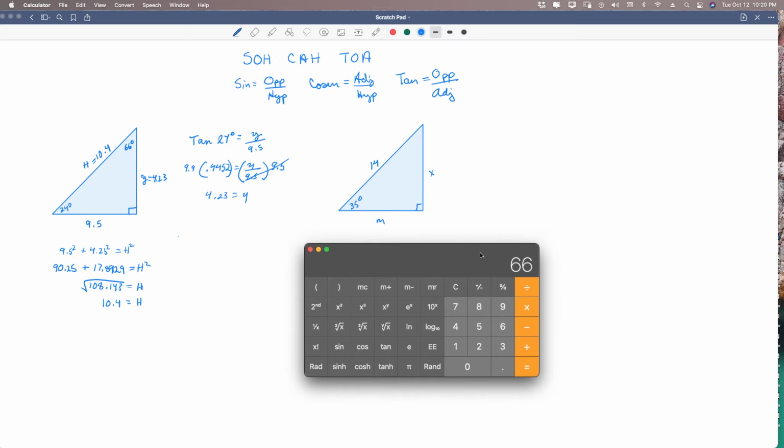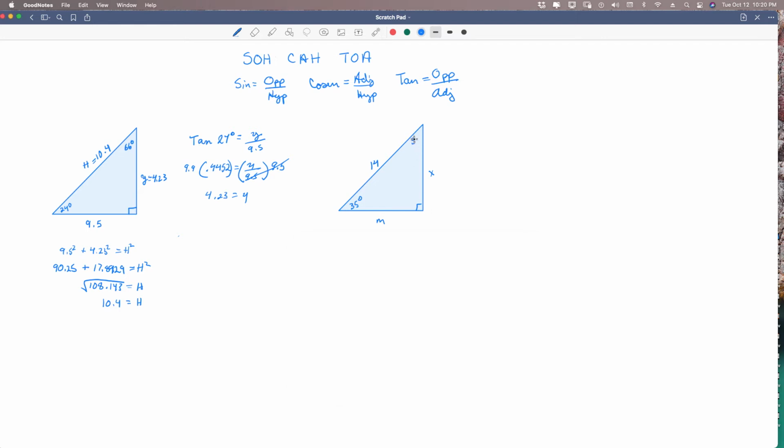We're just going to do the same thing we did before: 180 minus the right angle minus 35. That's a 55-degree angle. So that one is easy. Do the easy ones first. Save your brain for the hard ones.